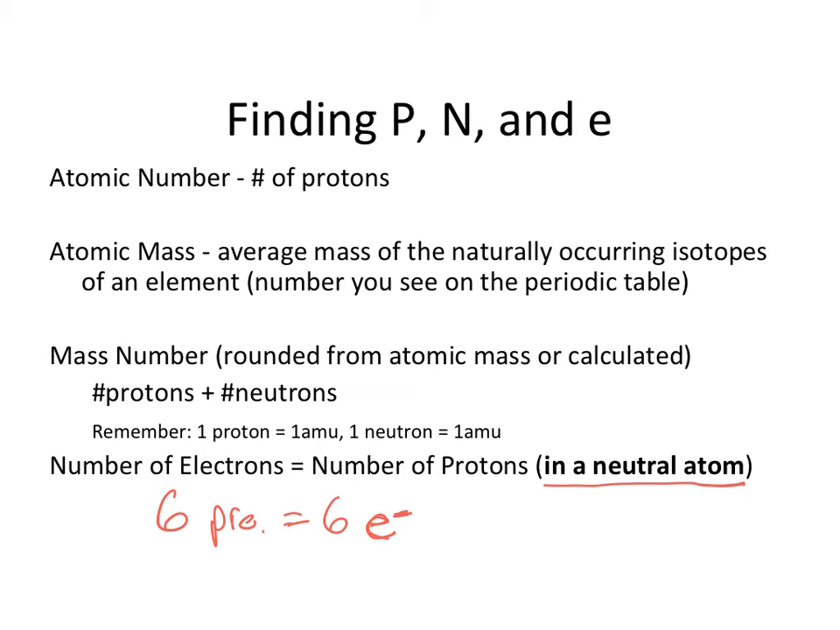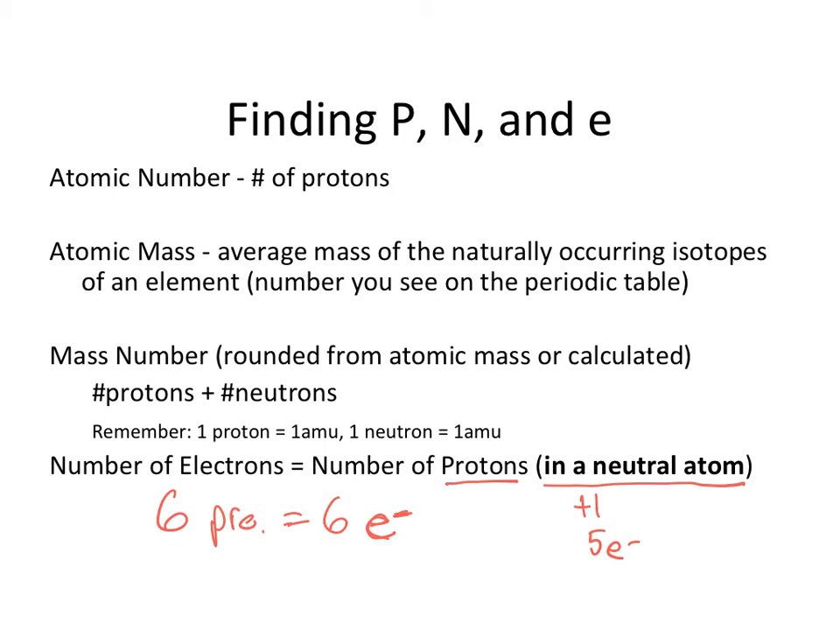If it's neutral. If the atom has a charge, for example, if the charge of the atom is +1, that means there's one extra positively charged particle, which means there's one extra proton. So here, if there's a +1 charge, if there's 6 protons, there's only 5 electrons in this case, because there should be one extra proton, or one proton more than electrons.